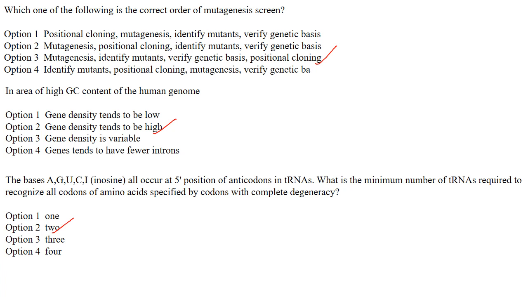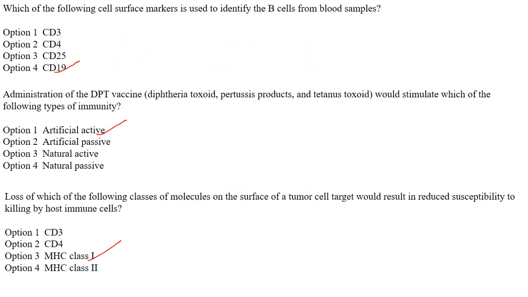Then the bases A, G, U, C, I, inosine all occur at the 5' position of the anticodons in tRNAs. What is the minimum number of tRNAs required to recognize all codons of amino acids specified by codons with complete degeneracy? That is 2. Answer is option 2.